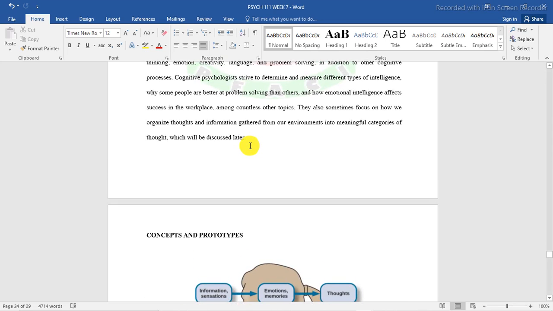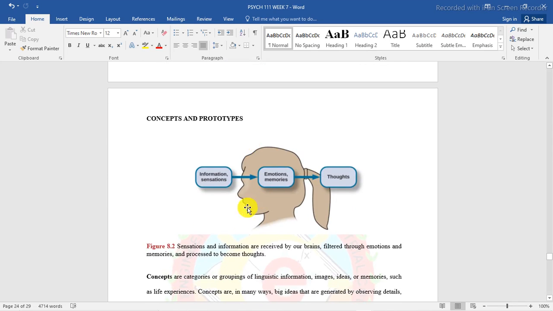So, ano yung concepts and prototypes? So, sabi nga dito, sensation and information are received by your brain. So, merong stimulus dyan, how you sense something. And that sense becomes information. That stimulus becomes information. Pinaprocess yan ng mind mo, by memories or by emotion.